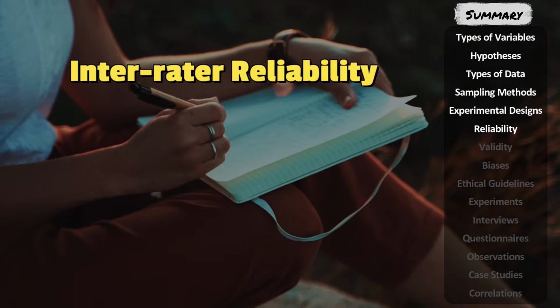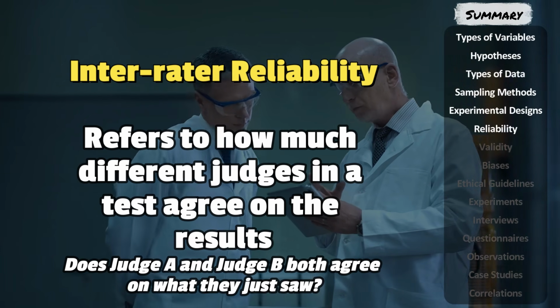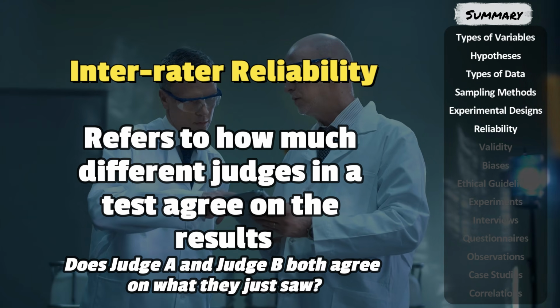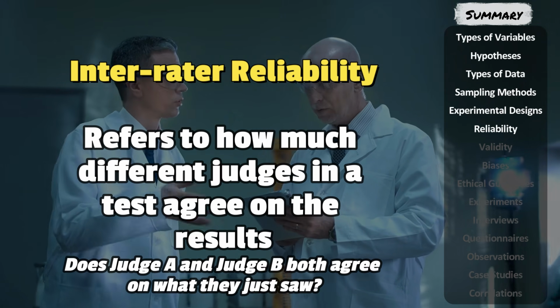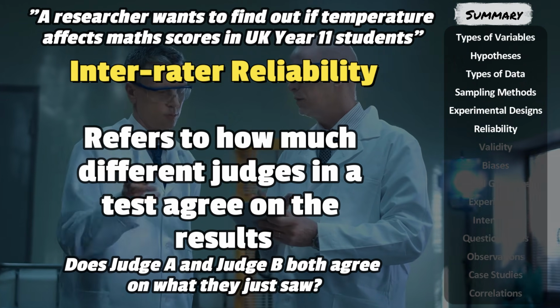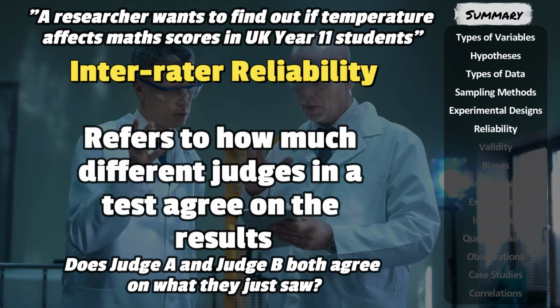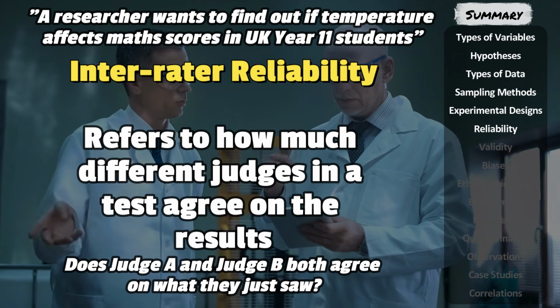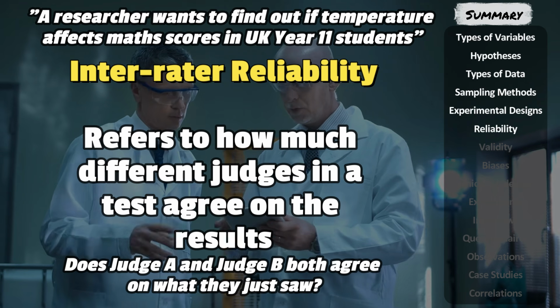Finally, we have inter-rater reliability, and this is basically how much different raters or different people may be observing or scoring the same research agree on a result. For example, if I had 3 people marking these maths tests and all of them agree on the same scores, that has high inter-rater reliability. If the 3 of them came up with completely different results, that's low inter-rater reliability.